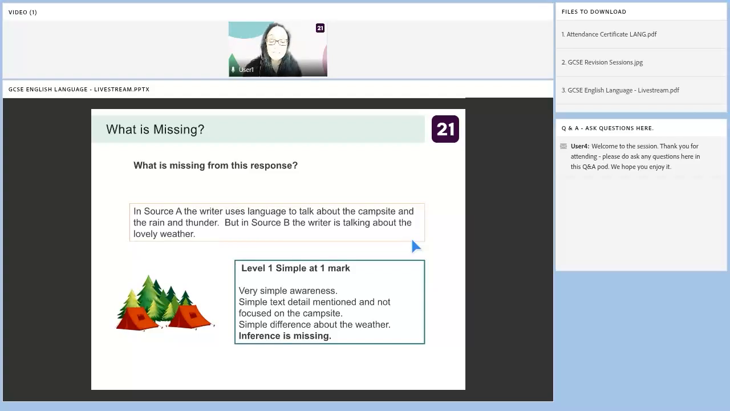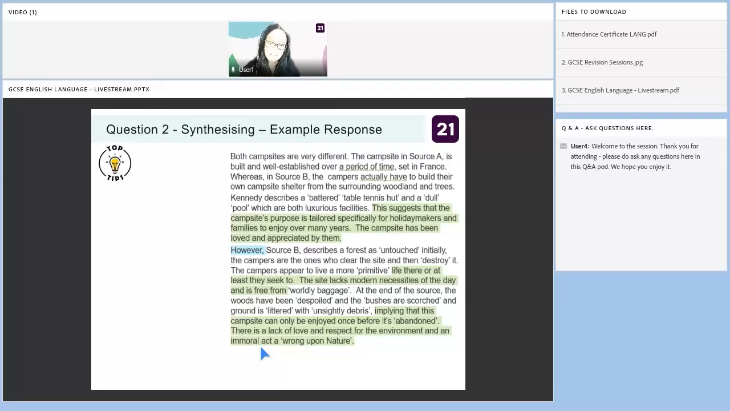So this response is a very simple awareness. There is simple text detail that's mentioned, but it's not focused on the campsite. Instead, the simple difference is about the weather. So it's really, really important to make sure that you infer so that you gain a level 2 or more. So let's take a look at a better response.